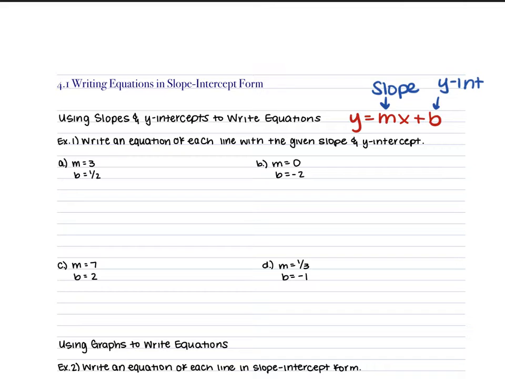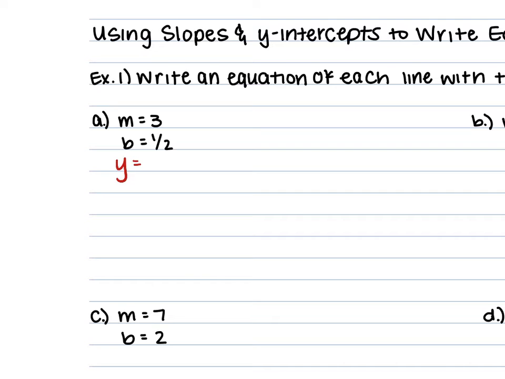So if we look at example A, we have m is equal to 3, b is equal to 1/2. When we plug this into our slope-intercept form, this is just going to give us y is equal to m, which is 3, times x plus b, which is 1/2. So it's just y is equal to 3x plus 1/2. With these, you need that y, you need the x after the slope. So you want to make sure that both your y and your x are in your equations.